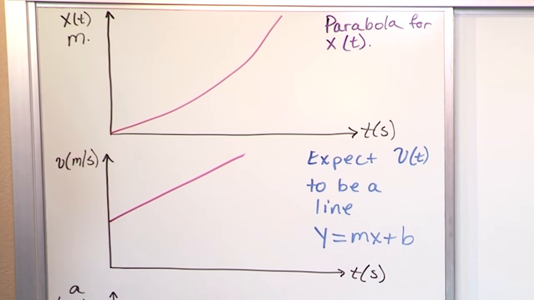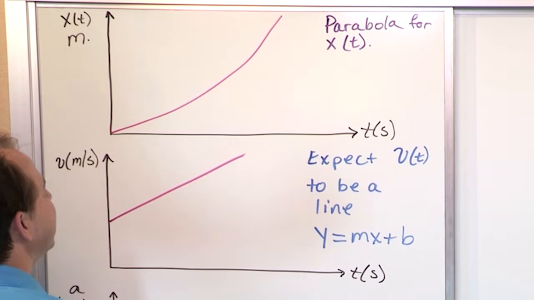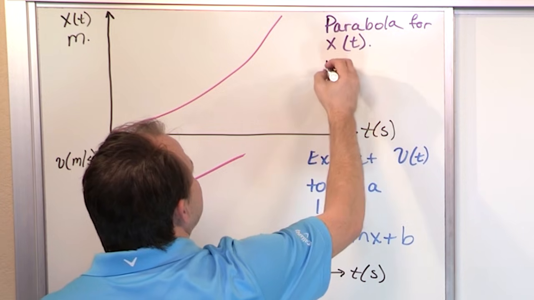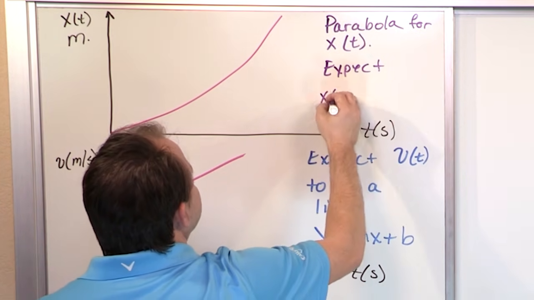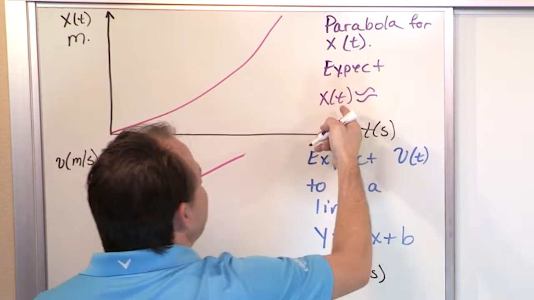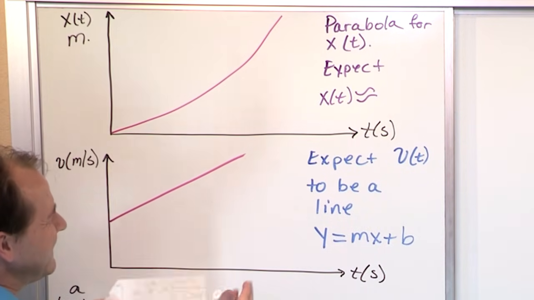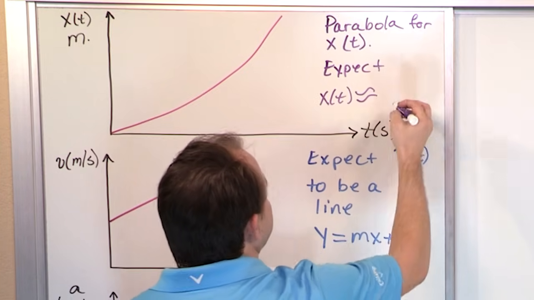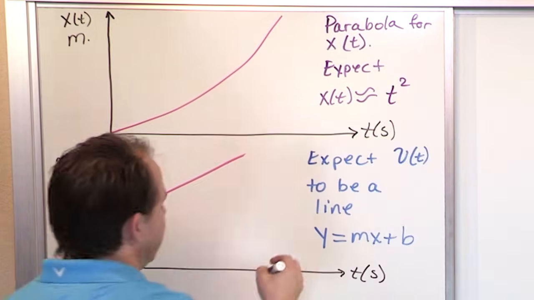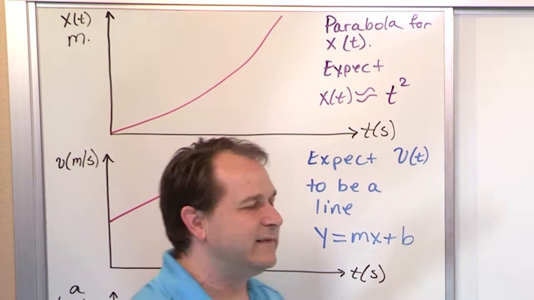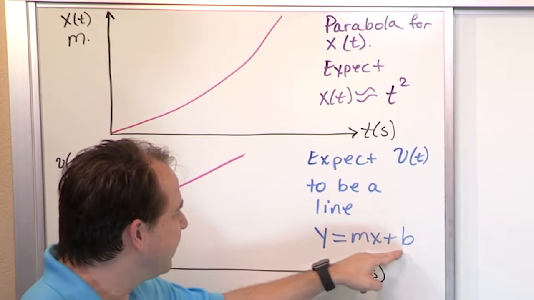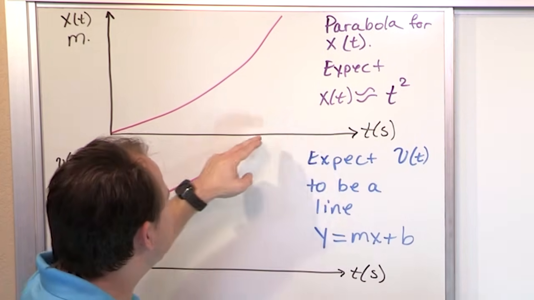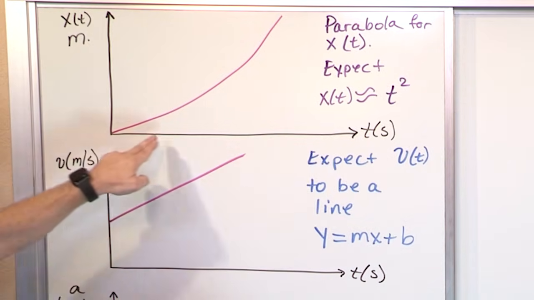Because it's a parabola, what type of equation do we expect to get for the position? We expect something like x of t is going to, I'm going to put the squiggly equal because it's not exactly equal to this, but it's going to look something like a function of t squared. Because for a parabola, if you think back to algebra, y is equal to x squared, like I did y is equal to mx plus b here. So you expect this to be a function of t squared because t is my variable here.